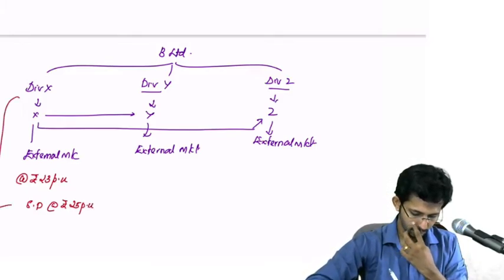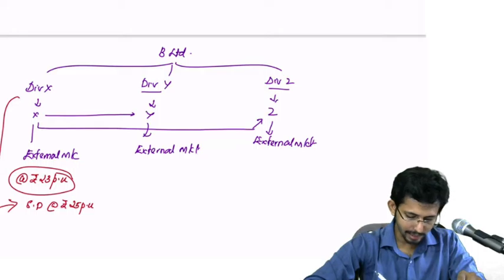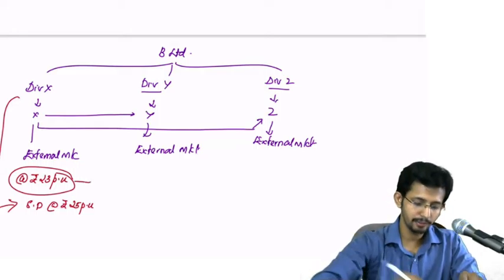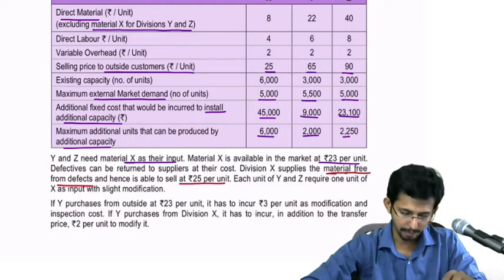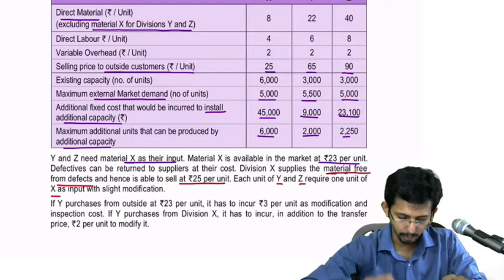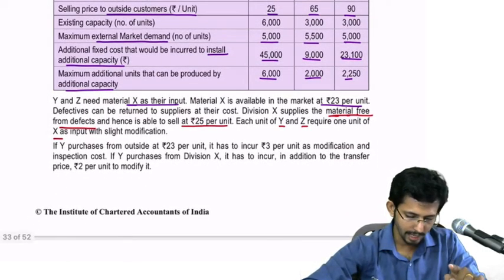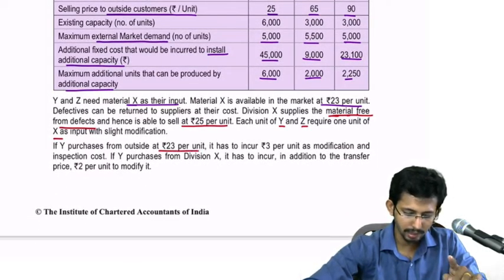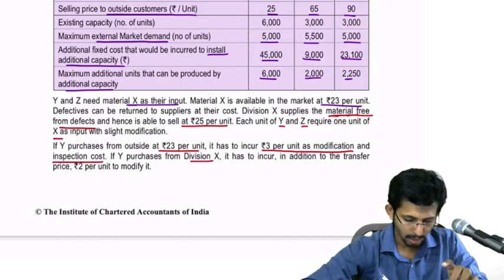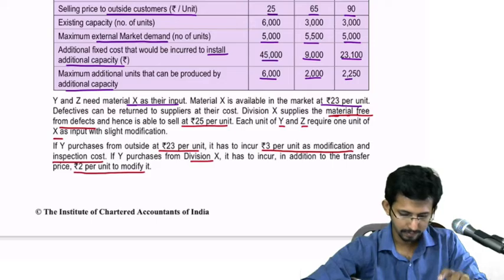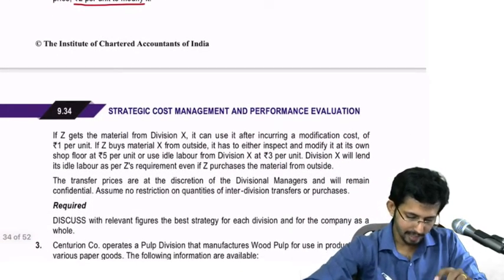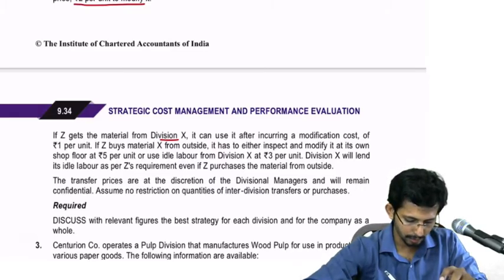Whereas the same product is available at rupees 23 per unit from different suppliers. Now each unit of Y and Z requires 1 unit of X as input with slight modification. If Y purchases from outside at 23 per unit, it has to incur rupees 3 per unit as modification and inspection cost. If Y purchases from division X, it has to incur, in addition to the transfer price, rupees 2 per unit to modify it. Then, if Z gets the material from division X, it can use it after incurring a modification cost of rupees 1 per unit.